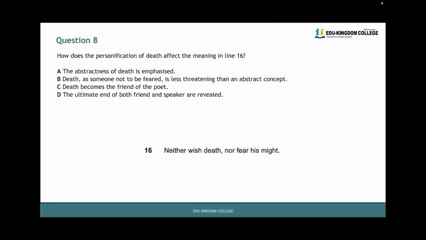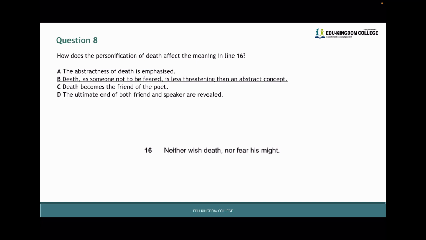So for question 8, how does the personification of death affect the meaning in line 16? So line 16 is up on the board, neither wish death nor fear his might. So please note that death is personified as a person, like a man, right? Because the pronoun is his. So we want an answer that reflects that it's a person, right? But at the same time, we want the answer to reflect that death is something that they should not be afraid of, but it should not be something that they should want, right? That it is something that they might want to accept instead.